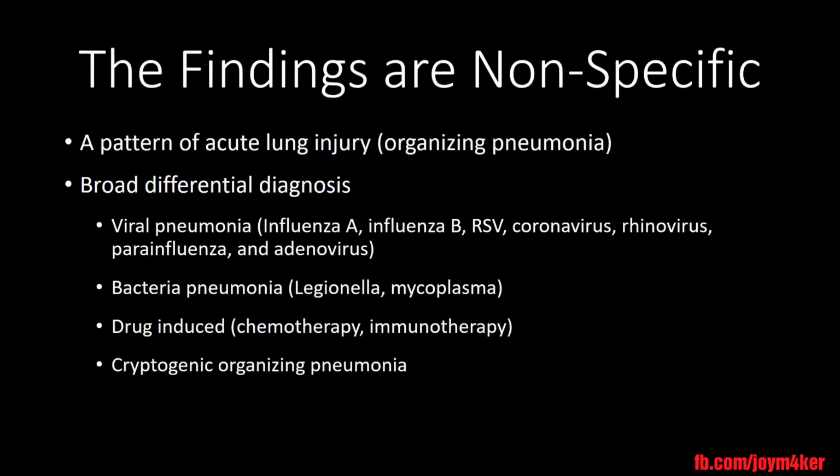First thing I want to say is that the findings are not specific to COVID-19. I will show you cases of COVID-19 and suspected COVID-19, but these cases have a pattern on CT that's consistent with acute lung injury or organizing pneumonia. And there is a broad differential diagnosis that includes multiple different types of viral pneumonia, some atypical bacterial pneumonias, drug-induced acute lung injury, and also cryptogenic organizing pneumonia, which is an idiopathic form of primary organizing pneumonia.